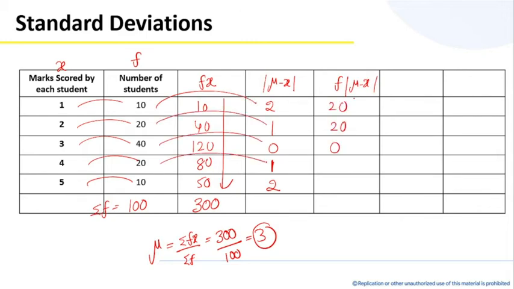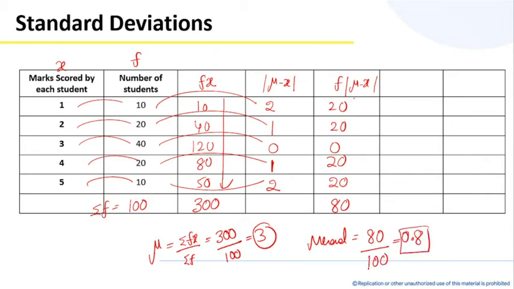0 into anything is 0, 20 into 1, 20, 10 into 2, 20. So how much am I getting? 80. So what is going to be the mean deviation? The mean of the absolute deviations. This 80 has to be distributed over how many observations? 100. So what is going to be my mean deviation? 0.8.